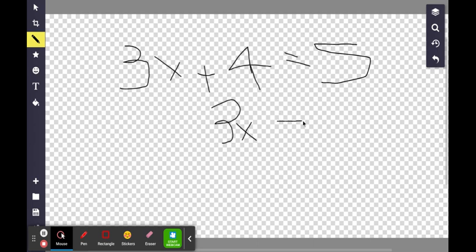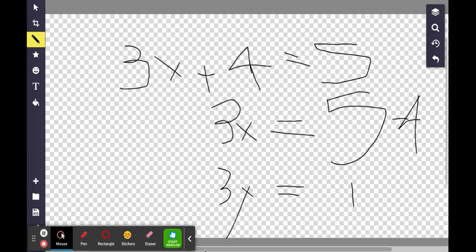So we'll get 3x equals 5 minus 4, because you have to do the same thing to both sides. So what's 5 minus 4? That's 1. So we know that 3x is 1.